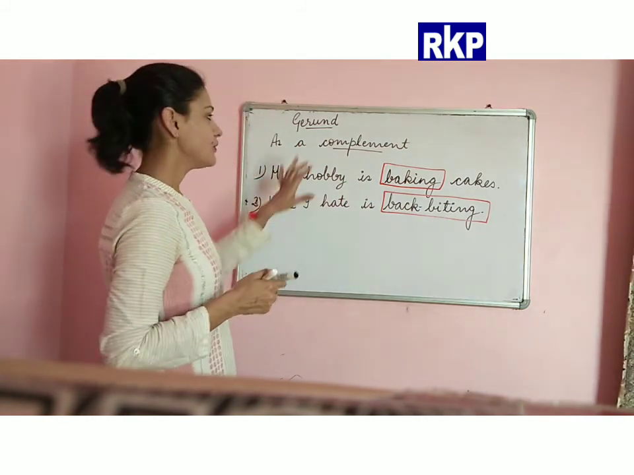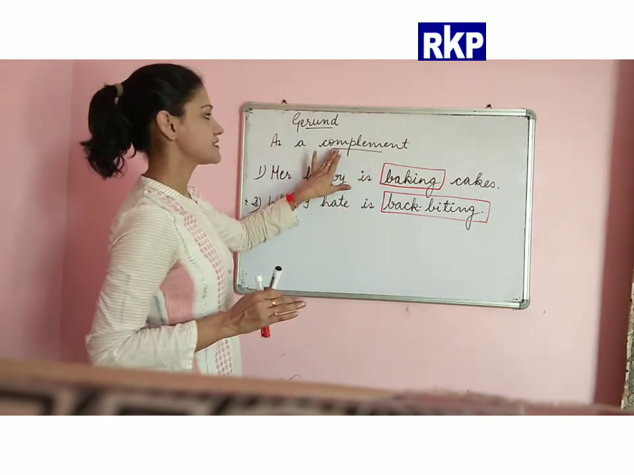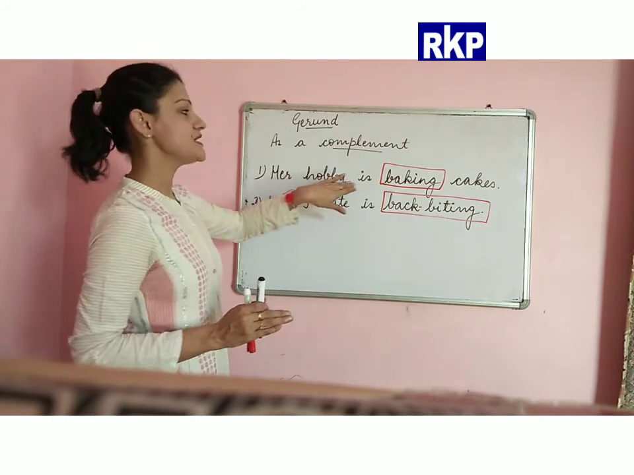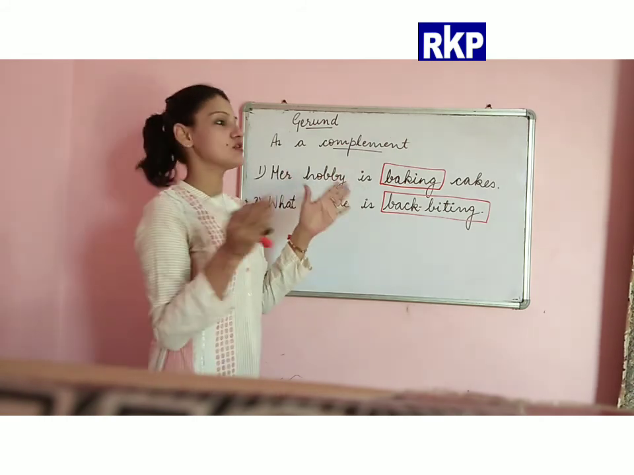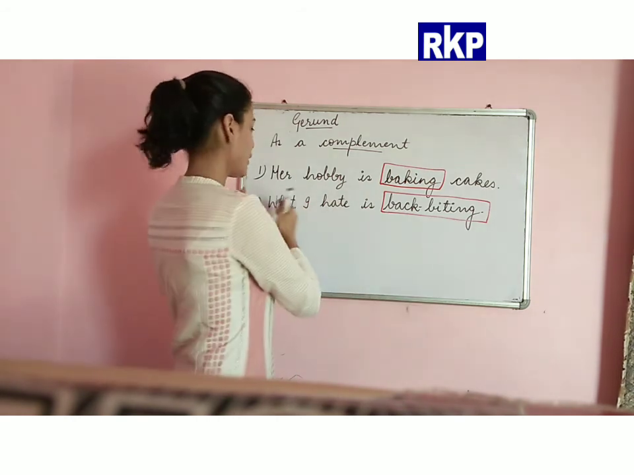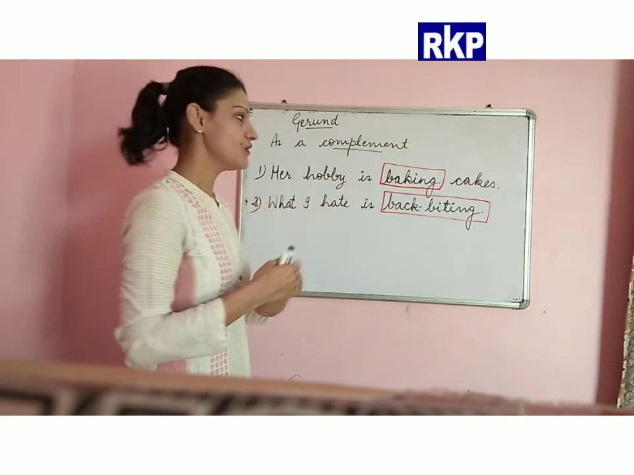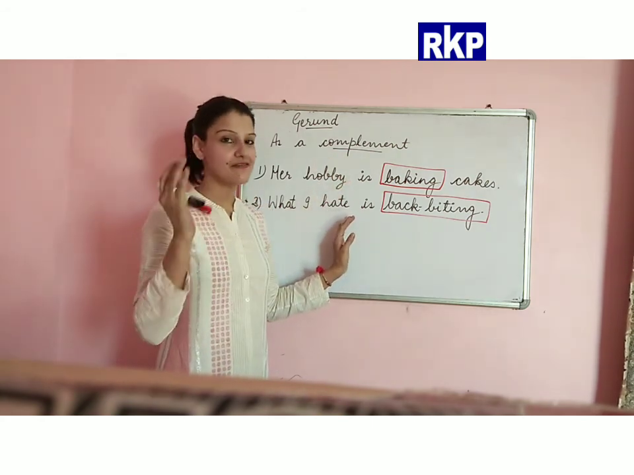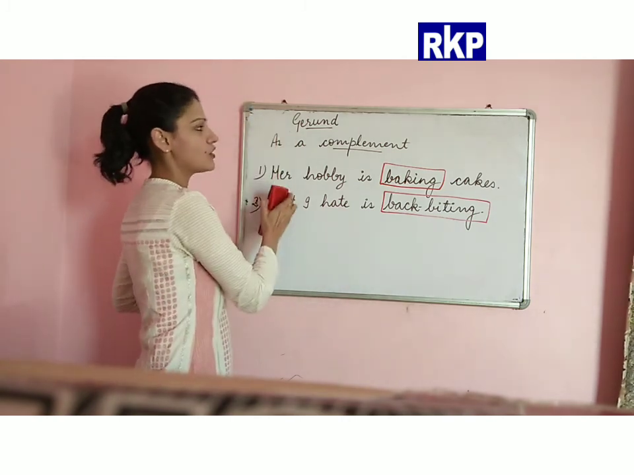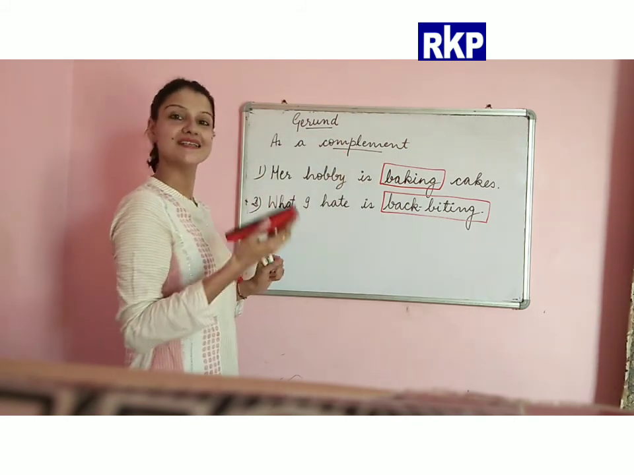So baking and backbiting are acting as the complements in the sentences. Hobby equal to baking. Of course, it is somebody's hobby. Her hobby is equal to baking. What I hate? Backbiting. So this is very much clear now, I am very sure. Alright, so this was the function of gerund as the complement in the sentences.